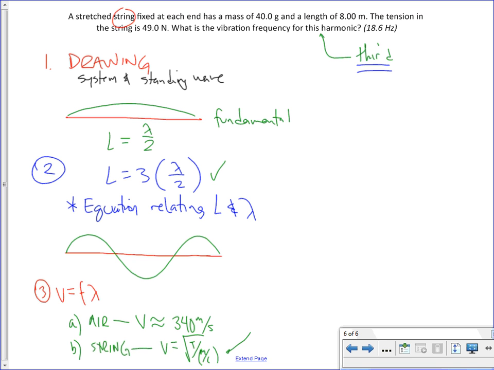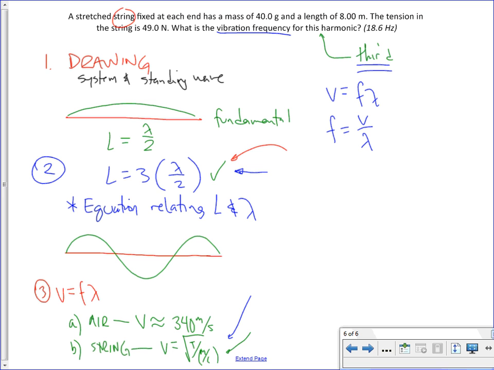So let's see, what's the vibration frequency? Notice I haven't really even looked much at what the question asks yet. I needed that third harmonic information to do this, but we're looking for the vibration frequency. So we're going to say that frequency is v over lambda. How do we find v? We're going to do this stuff to find v. How do we find lambda? We're going to do this stuff to find lambda.